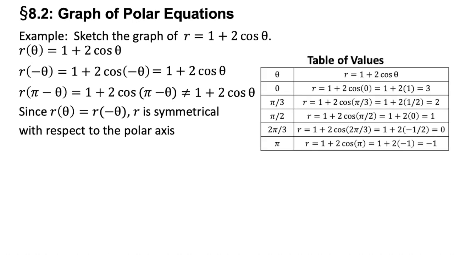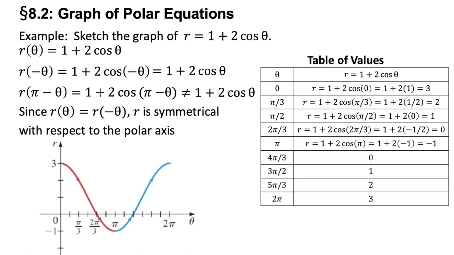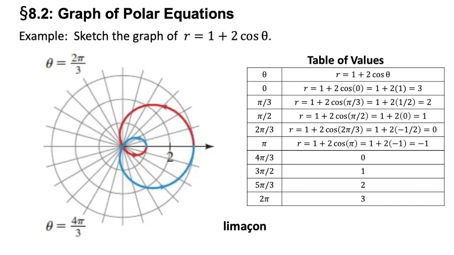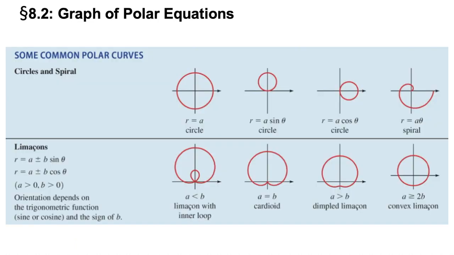Finding the coordinate values for the special angles, we have this table. Using the symmetry, we can find the rest of the points. The symmetry can be seen using the Cartesian coordinate graphing. Using these values, we can graph this equation on the polar coordinate plane. Here are some more polar curves.